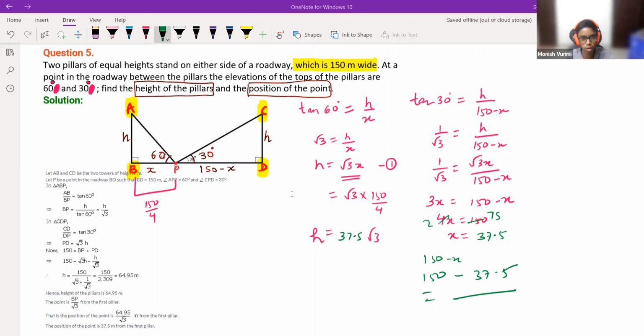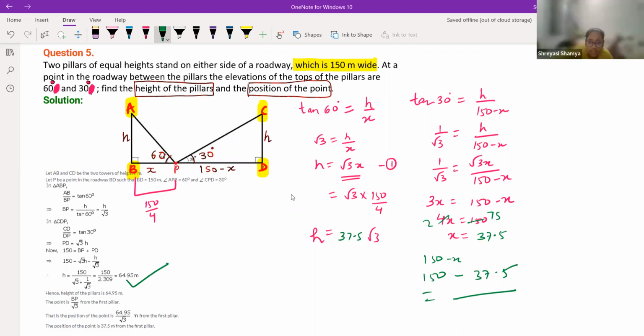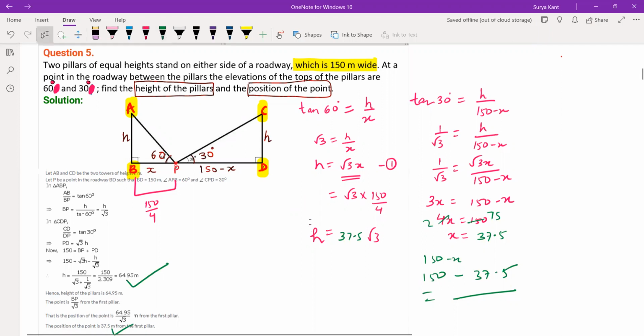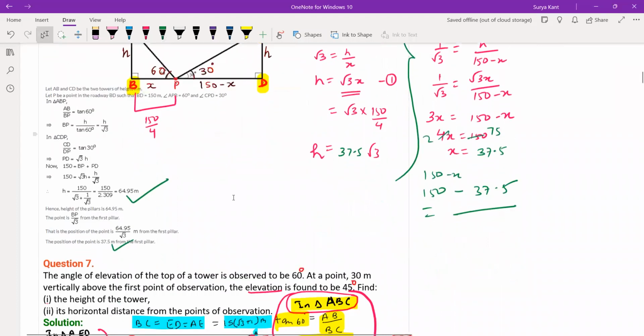So 64.95. Yeah, we are getting the same answer. Yes, Sriyashi, see, we are getting the same answers over here. So if you do it by any method, the position of the point is also given, 37.5 meter from the pillar. We have done it correctly. Is it clear now? Yes, sir. So there are two ways you can solve this.